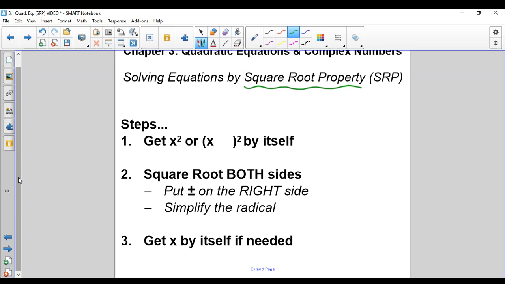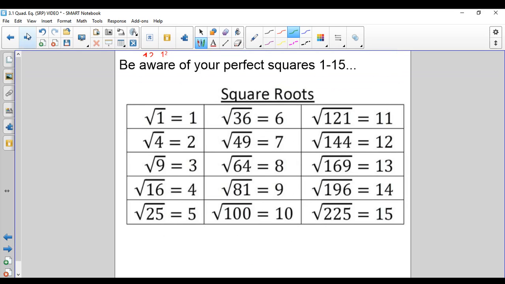We've had two answers all along so far with factoring. We are going to continue to have two answers with these quadratics. Sometimes you need to simplify the radical. There's two head puzzles that you need to watch before you do this, preferably. So hopefully you check that out. Then the last thing, if needed, we got to get x by itself. So let's get into some examples.